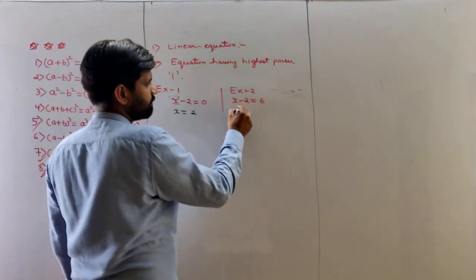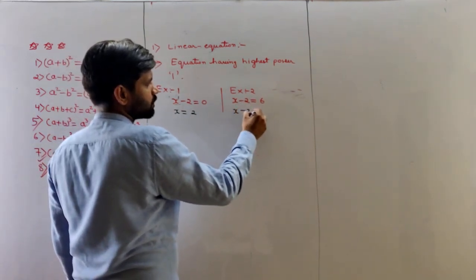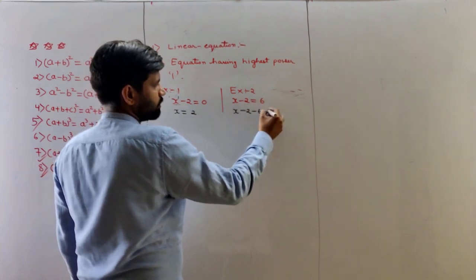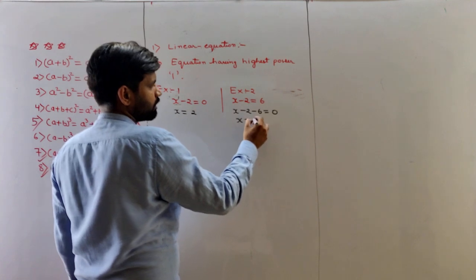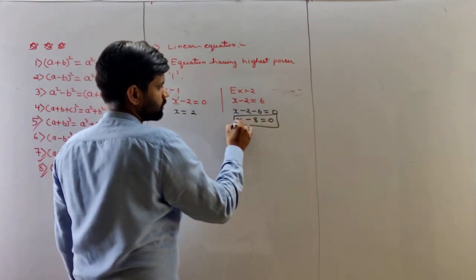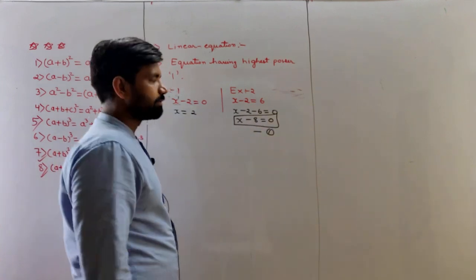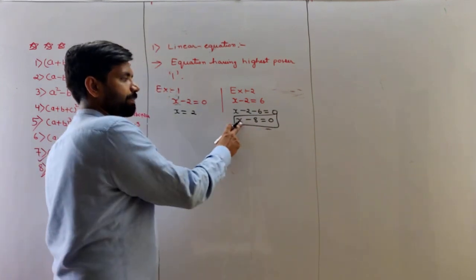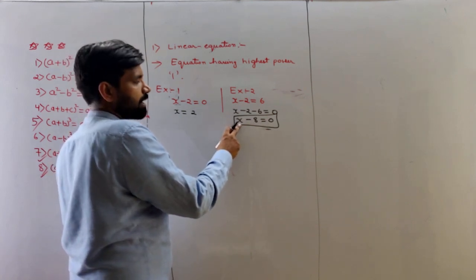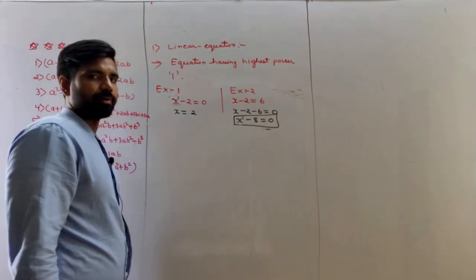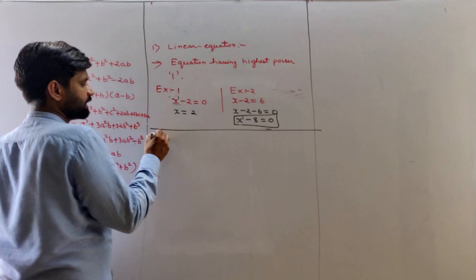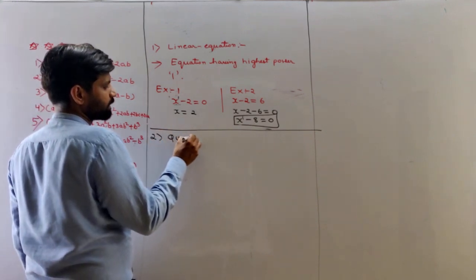In this example we can also say x minus 8 is equal to 0. It is also known as linear equation because in this variable the maximum power is 1. Understand. So second equation is quadratic equation, which is very important.